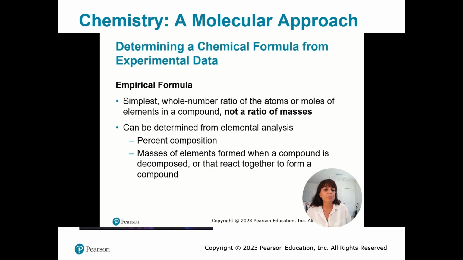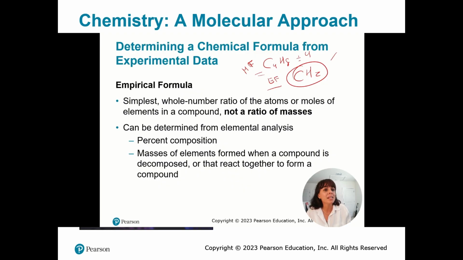So empirical formula is the simplest whole number ratio of the atoms or moles of elements in a compound, not a ratio of masses. Look what that means. Imagine if I have C4H8. I can divide both numbers by 4, right? So I'm gonna have CH2. So that is the smallest number. I could say that C4H8 is my molecular formula, and CH2 is my empirical formula because I have the smallest quantity over here. So that is the simplest whole number ratio.